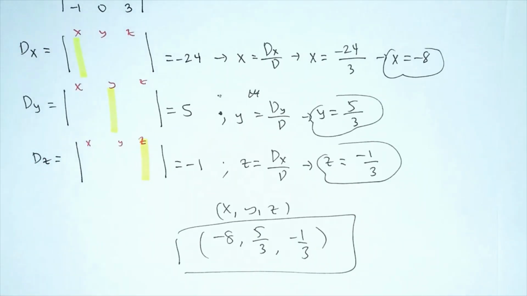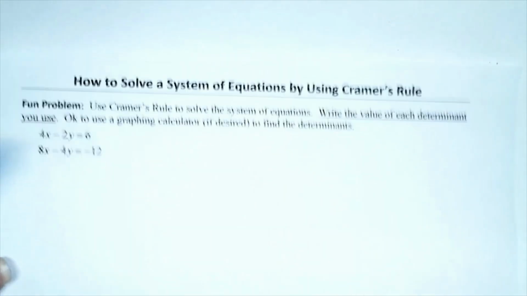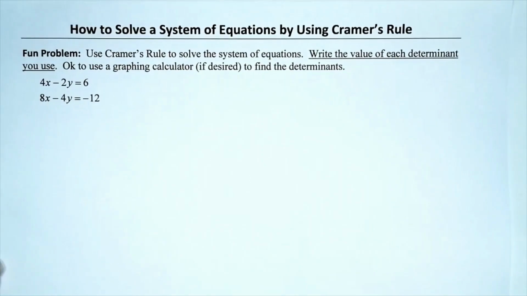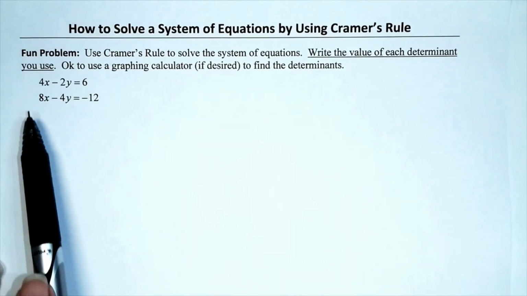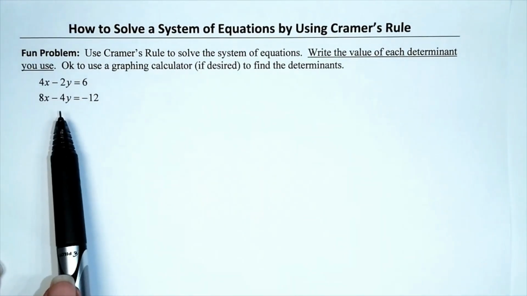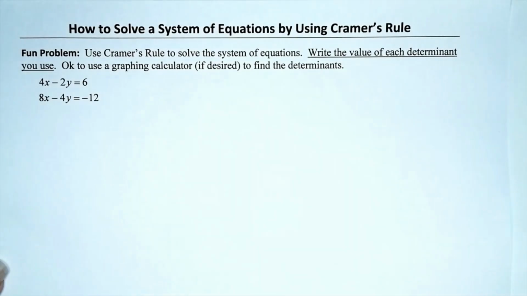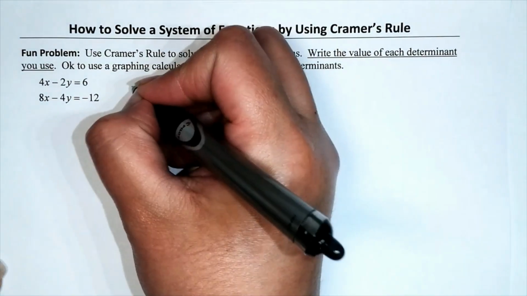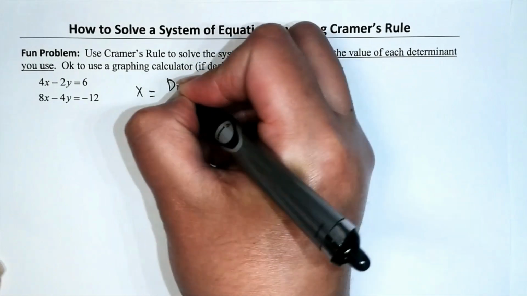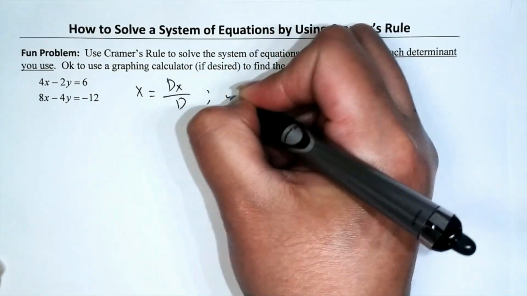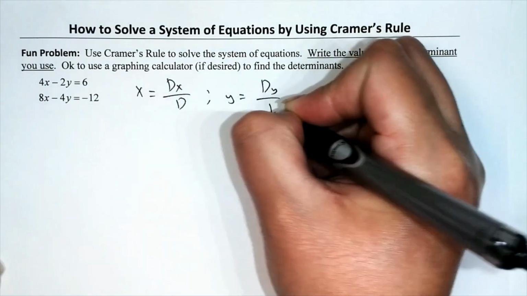So this will be our 4th and final problem. Same speech, we want to use Cramer's rule to solve a system of equations. A system has 2 variables, so we're expected to have 2 equations. We have both. So let's go ahead and do this. Gentle reminder, to find x, we're going to find dx divided by d, and to find y, we're going to find dy divided by d.